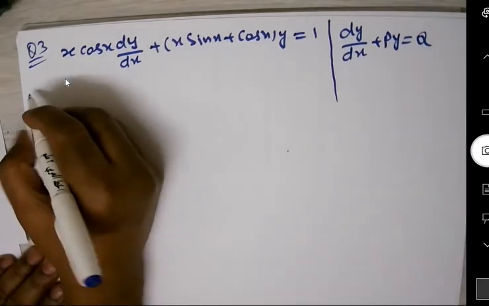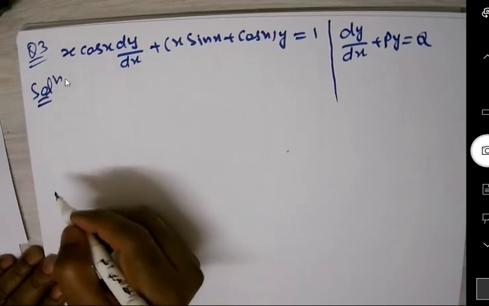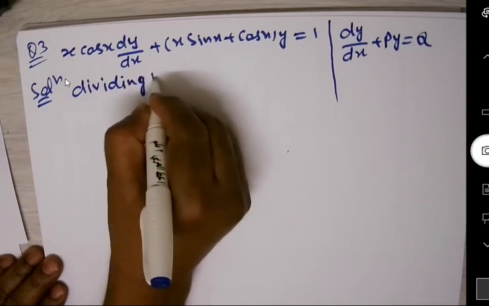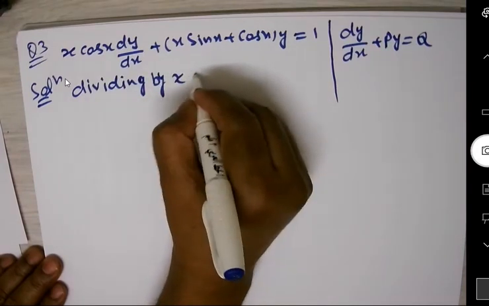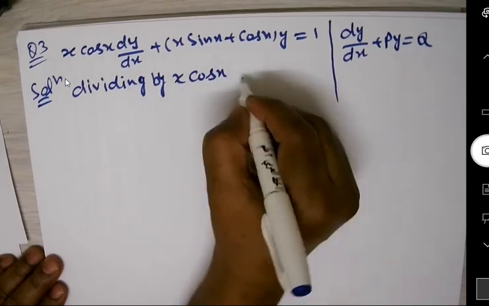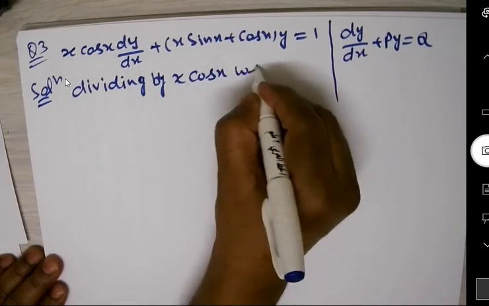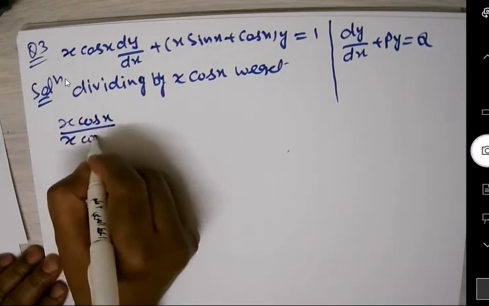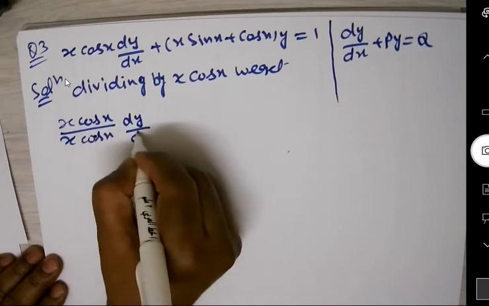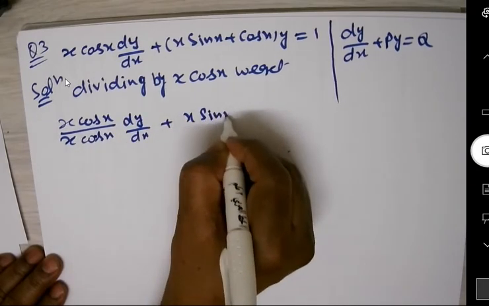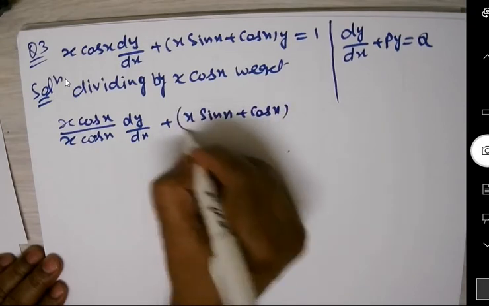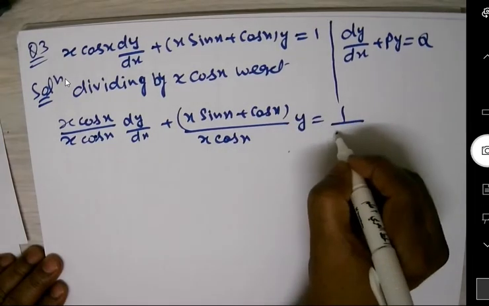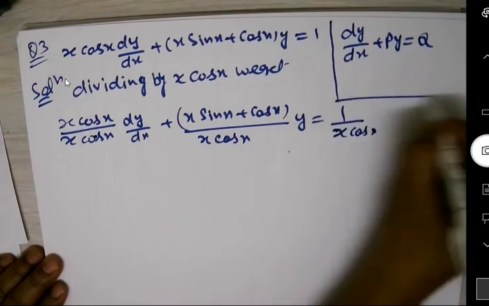So what we have to do for getting the solution of that one? For getting the solution of this one, dividing by x cosine x, we get, see that one, x cosine of x divided by x cosine of x dy dx plus x sine of x plus cosine of x divided by x cosine of x into y equal to 1 divided by x cosine of x. Now check that one.